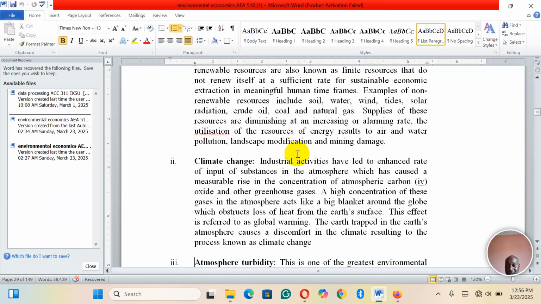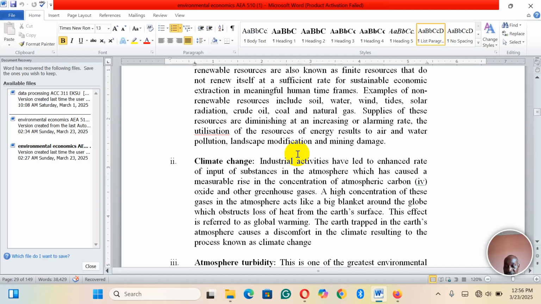Industrial activities have led to an enhanced rate of input of substances in the atmosphere, which has caused a measurable rise in the concentration of atmospheric carbon oxide and other greenhouse gases.